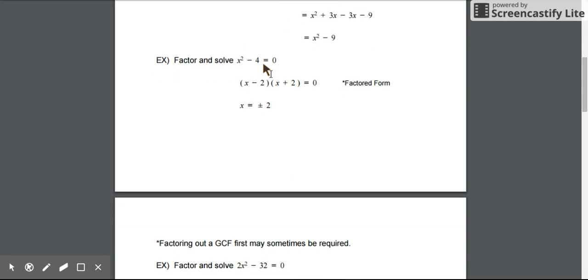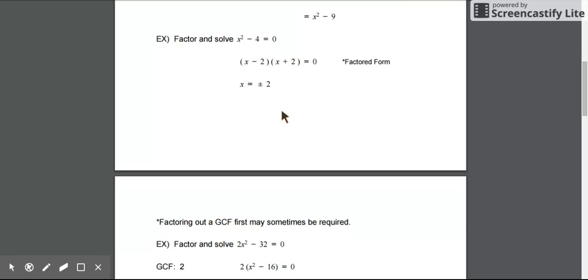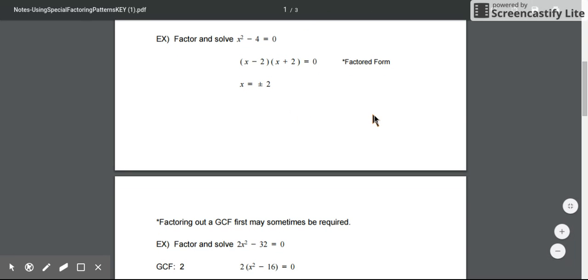Also, to solve this, we wouldn't necessarily need our factored form. We could use square roots in algebra. So if I add 4 to both sides and square root both sides, the square root of 4 is positive and negative 2. So again, not the only way to solve or factor. This is just a special way that we can do it.